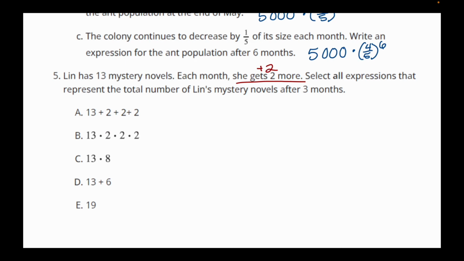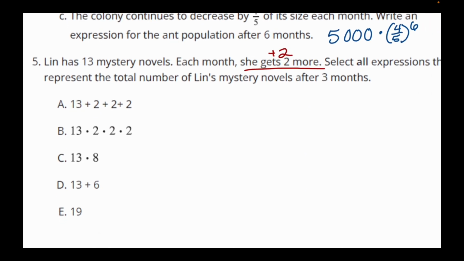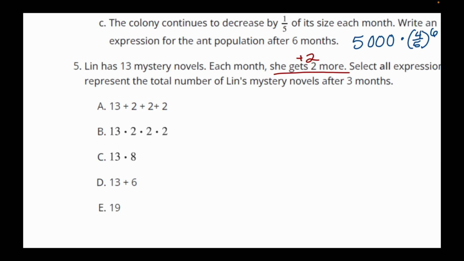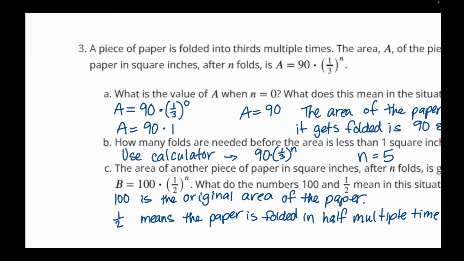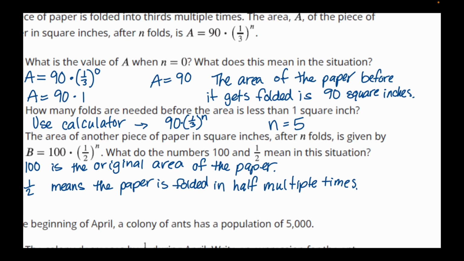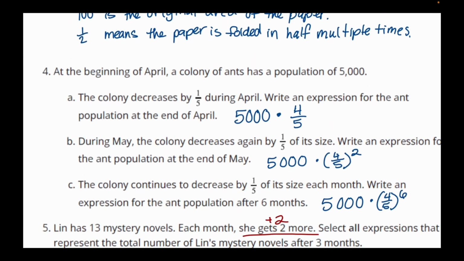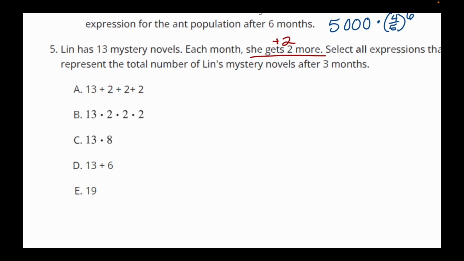If she was doubling her number of books, that would be multiplying by 2. So in this case, we want to represent it after 3 months. Oops, sorry. There was a hair on my screen, and when I swiped, that's how I changed my page. So let's go back to this question here.